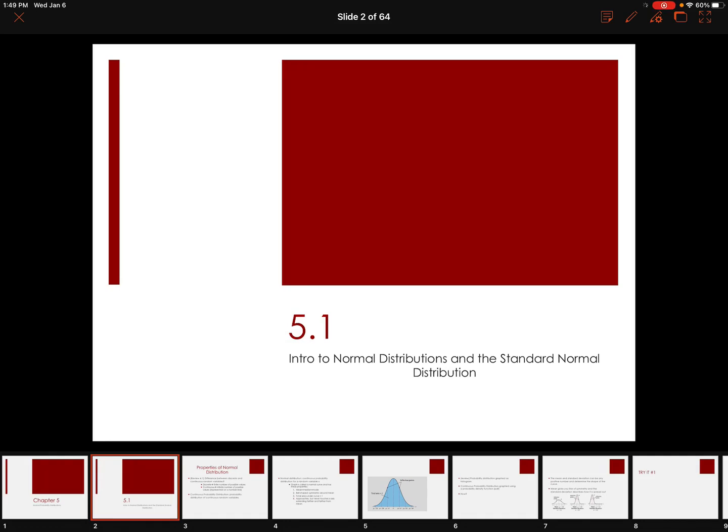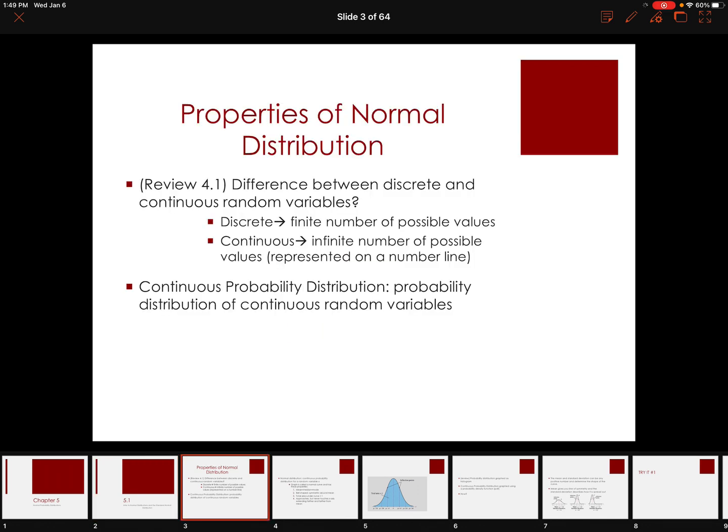Welcome to Chapter 5, Section 1, Intro to Normal Distributions and the Standard Normal Distribution. Okay, so first let's go over what are the properties of a normal distribution.